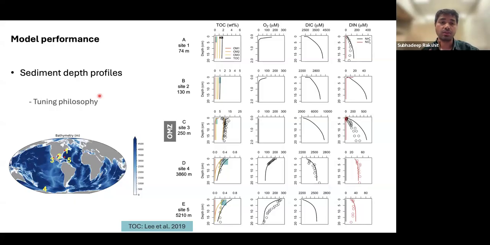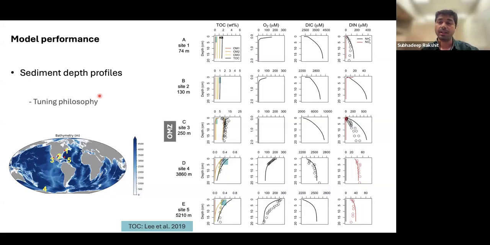And what we try to do is come up with a way to represent the organic matter decay and the different fractions of organic matter, organic matter 1, 2, 3, so that one set of parameters represents the TOC concentration in the sediment pretty well, or close to the observations.